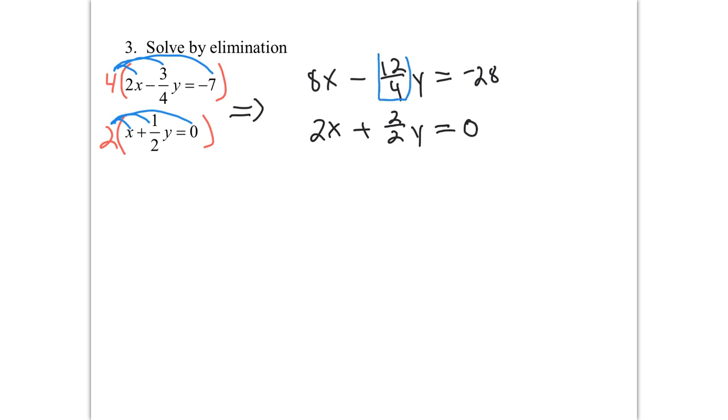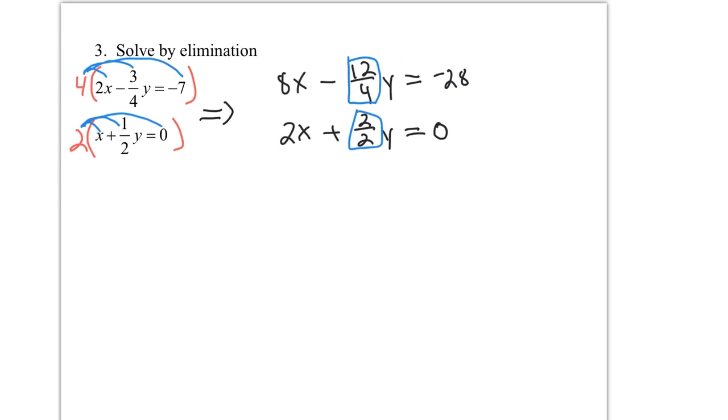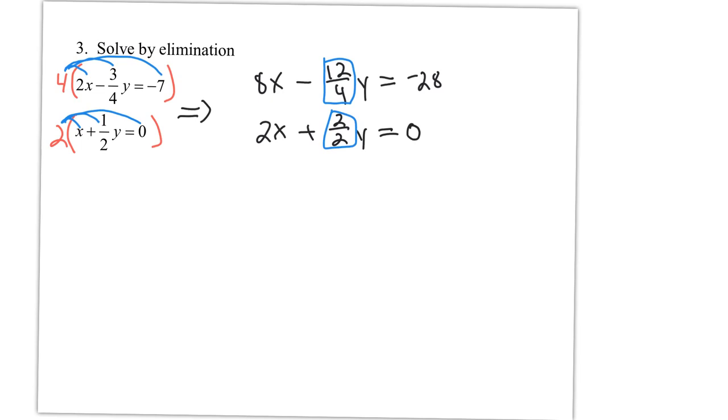You are going to divide. You simplify the two fractions. So we are going to get, let me just put the arrow right here, 8x minus 3y equals negative 28. And on the bottom, you will get 2x plus 1y equals 0. No more fractions. Now you follow the steps.